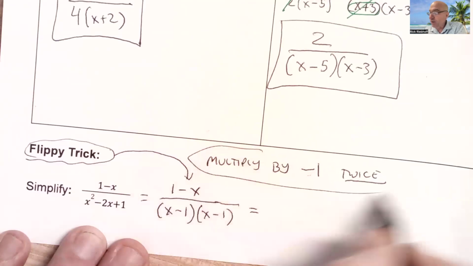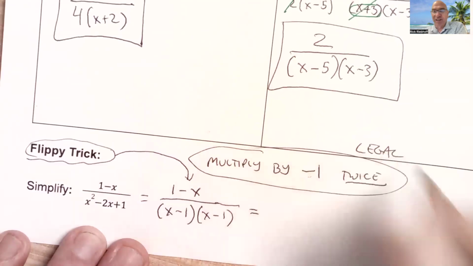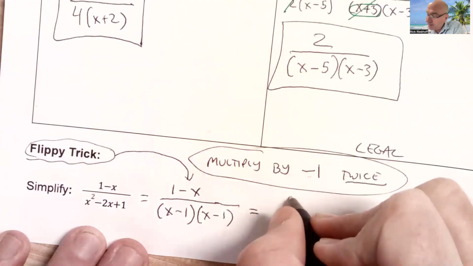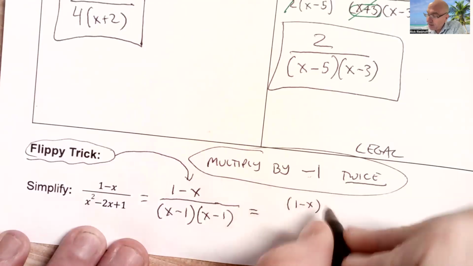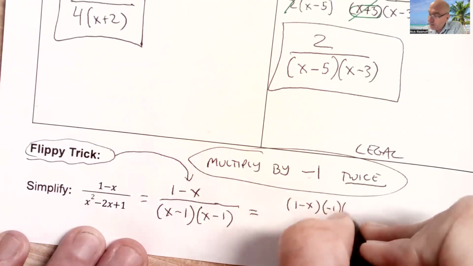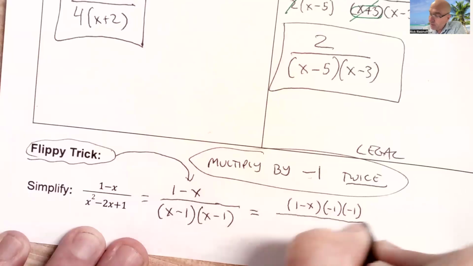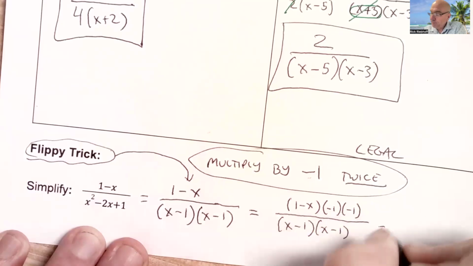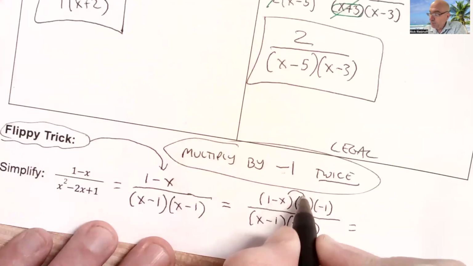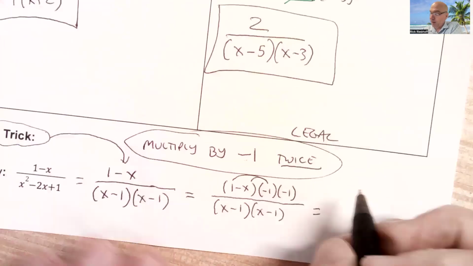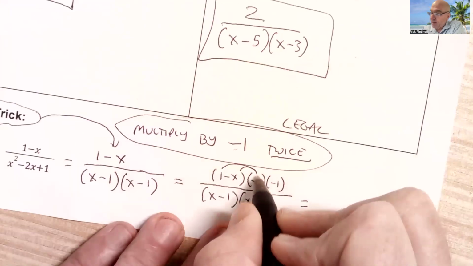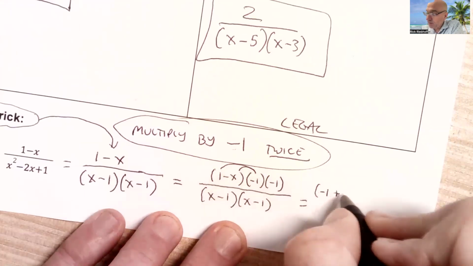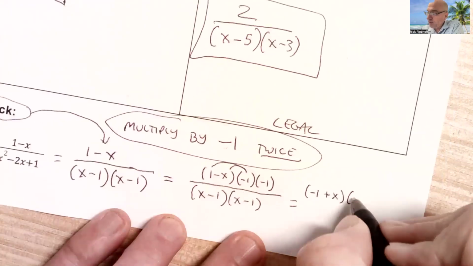So this is legal to do. It's usually useless because why would you do that? But here's why you might do that. I'm going to take this 1 minus x and I'm going to multiply it by -1 two times. Okay? X minus 1. X minus 1. Let's distribute this, but we'll keep this one. So what would I get? I would get -1 plus x, right? And then I'd still have a -1 out here.